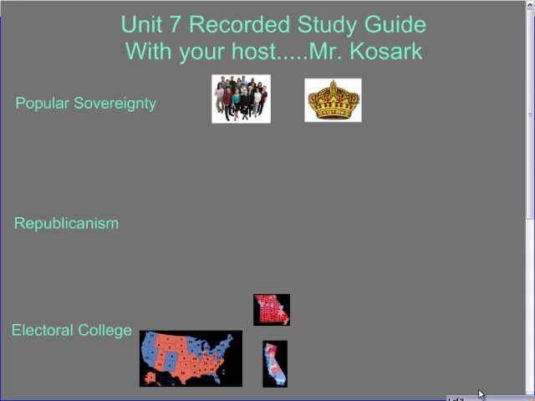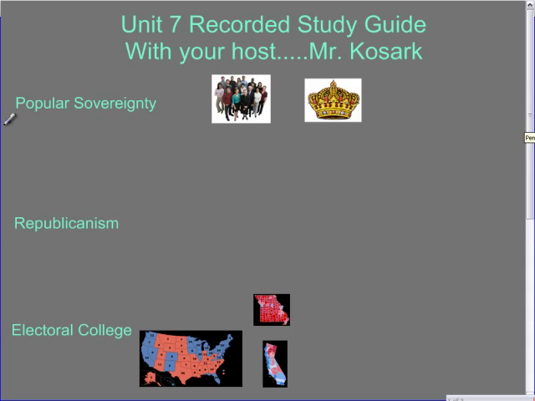Unit 7 covers the 7 principles of the Constitution, and that is what we will be focusing on a lot during this Recorded Study Guide. But also, we will be looking at the 3 branches of government and how they interact with each other and what kind of powers they do and don't have. All of those things tie back to the 7 principles of the Constitution, so it's convenient in that way. We start with popular sovereignty.